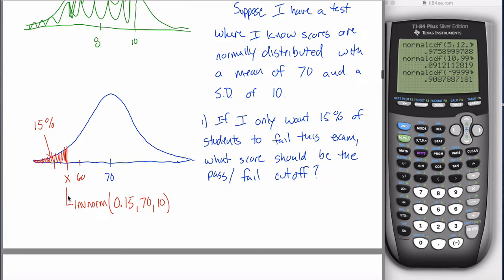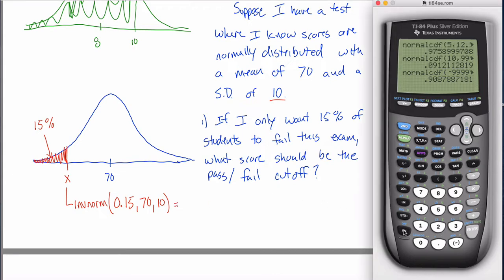So the way you get around that is when you're doing inverse norm questions on your calculator, you don't even have to count up and down by the 10. It's fine. I know that you know that that's the spread because you're showing your work down here. You're saying that you're putting in 10 for the spread, so I know you know what you're doing. Inverse norm, 0.15, 70, 10.